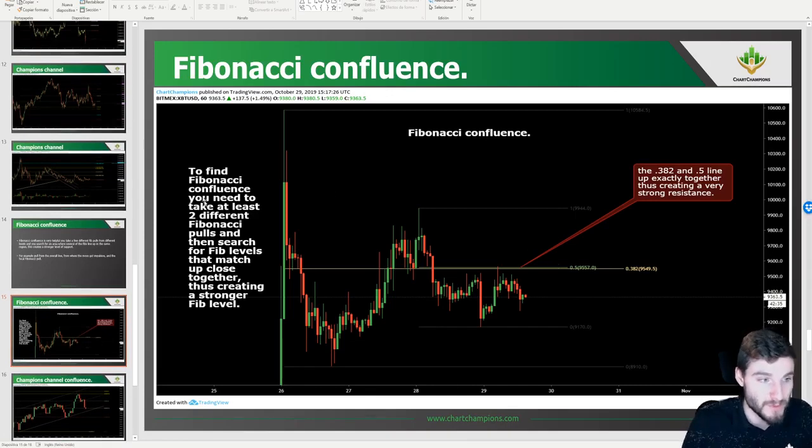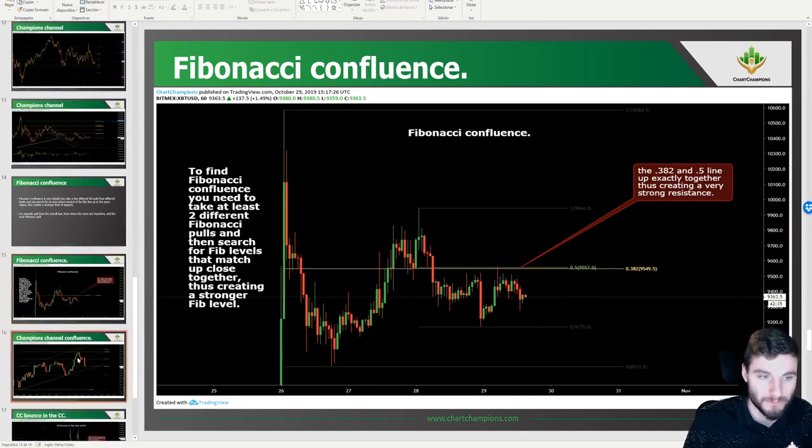To find Fibonacci confluence, you need to take at least 2 different Fibonacci pulls and then search for fib levels that match up close to each other, thus creating a stronger Fibonacci level. Obviously, we know that on top of this, we have a weekly level on Bitcoin, so even stronger again. But this was obviously the 382 and the 0.5 lining up exactly together, and that's Fibonacci confluence to find resistance, and that came down to another low here.